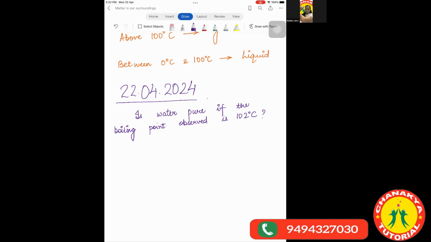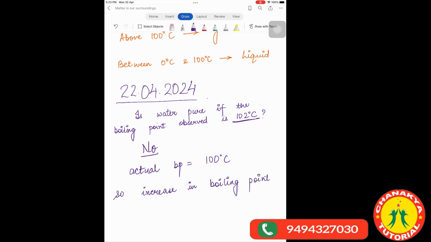Beta, can you answer this question? Will water be considered as pure if the boiling point observed is 102 degrees Celsius? The answer is no. Because the actual boiling point of water is 100 degrees Celsius, whereas we are observing the boiling point as 102 degrees Celsius. So the increase in boiling point is due to the presence of impurities. Okay. Is it clear to everyone?